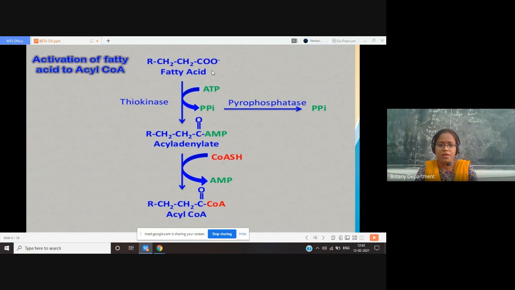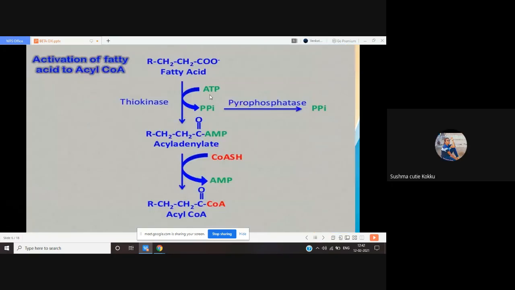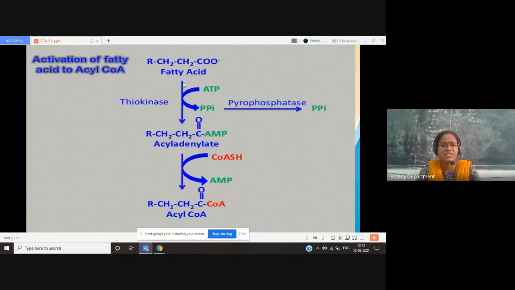RCH2CH2COO-. Okay, this is our fatty acid. In the presence of the enzyme thiokinase, the fatty acids are activated to acyl CoA. Thiokinase is also known as acyl CoA synthetase. The first step in the first reaction is this one only.